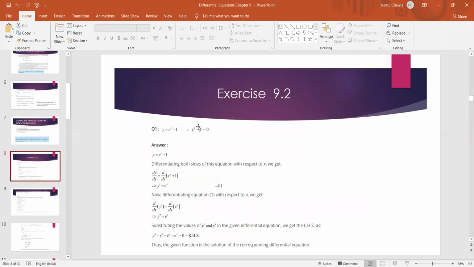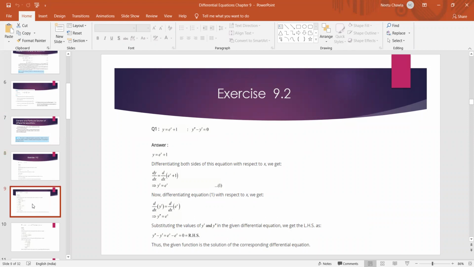Now we also need the value of y double dash. So again differentiating this same thing, we get y double dash is equal to e to the power of x. Now substituting the values of y dash and y double dash in the given differential equation, after substituting, I get e to the power x minus e to the power x, that is equal to 0. So hence we can say that the given function is the solution of the given corresponding differential equation. In this whole exercise, we have to do this maximum times.